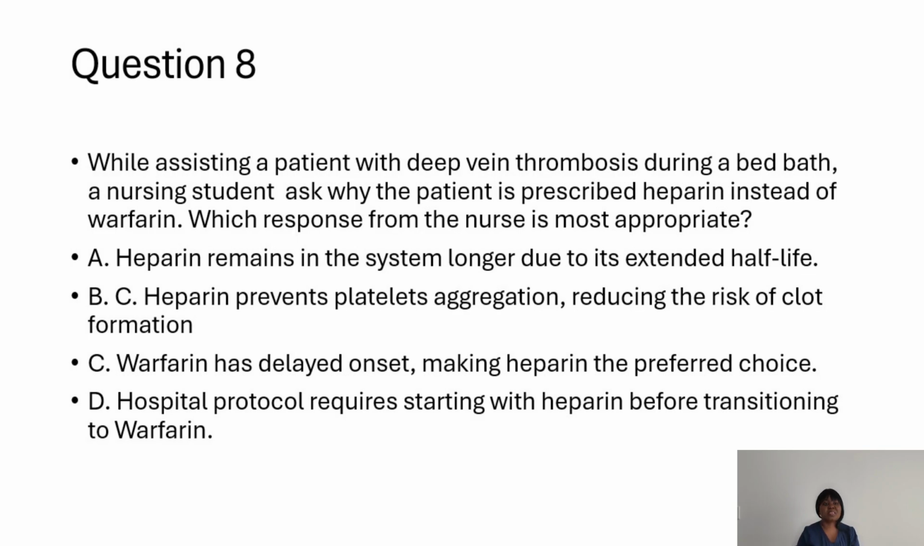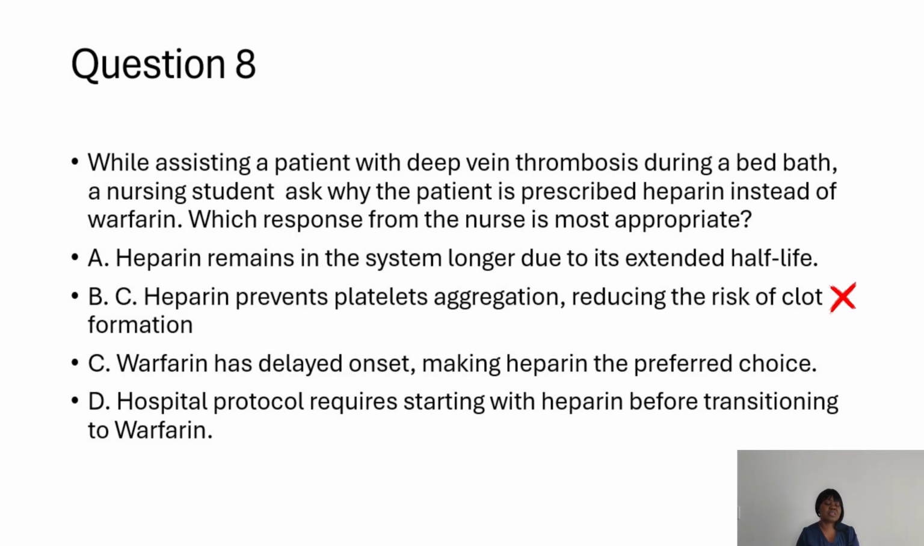Warfarin. So for a patient that has deep vein thrombosis, there is already an active blood clot. There's a blood clot that is present. So why do we put the patient on heparin, not warfarin? So A, heparin remains in the system longer due to its extended half-life. That's not the reason. Actually, heparin stays shorter because it has a shorter half-life. B, heparin prevents platelet aggregation, reducing the risk of clot formation.